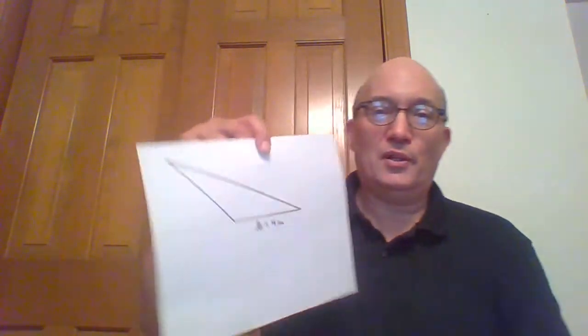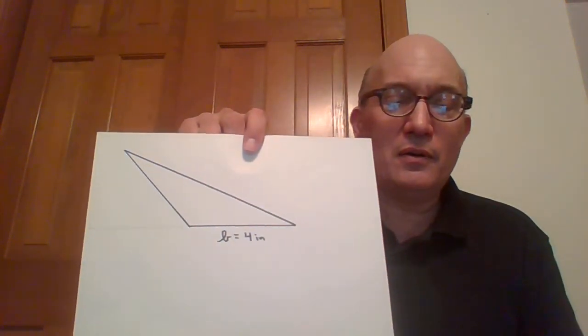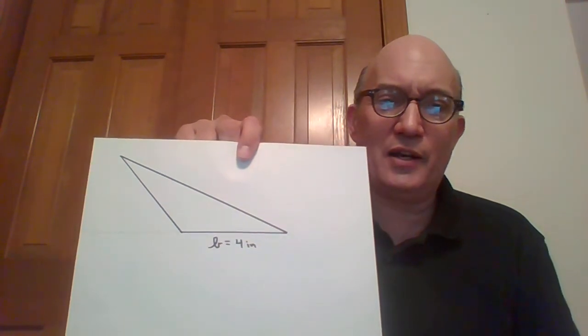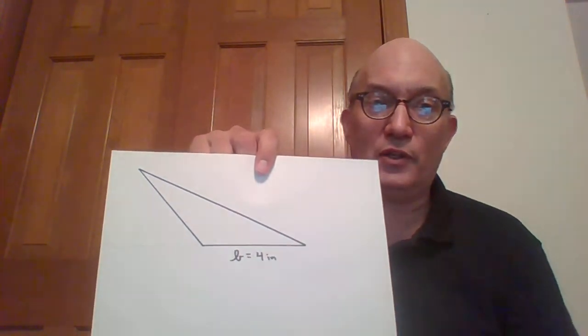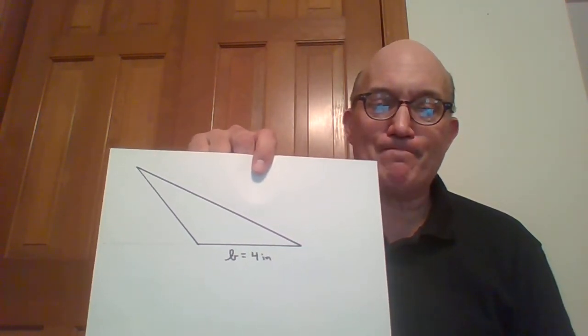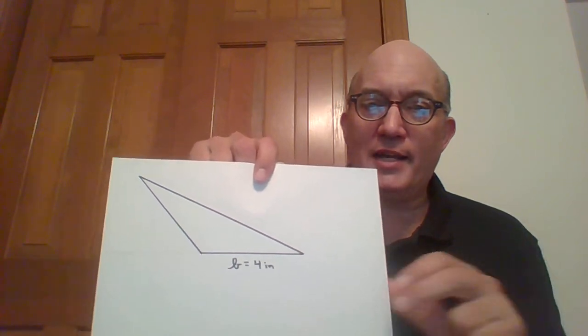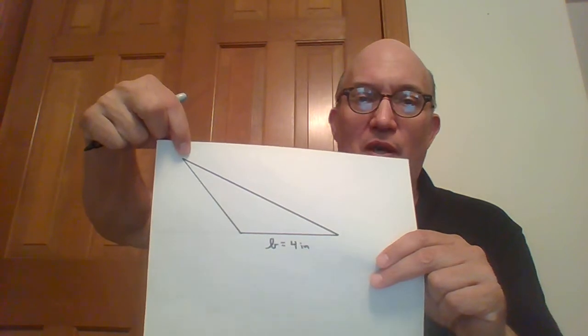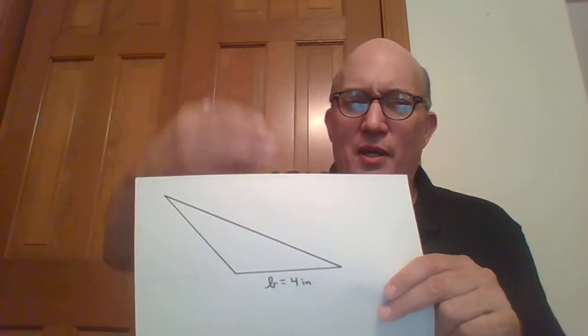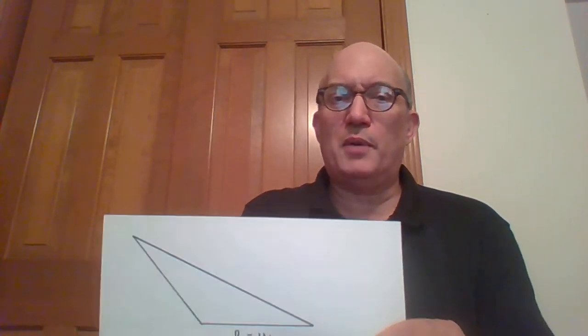Here's the third possibility, where the height has to be outside of the triangle. If we see this as the base here, 4 inches, the height has to be the distance from this base to this vertex up here. And that distance has to be the distance between a point and a line segment, or the distance between two parallel lines. That distance has to be a perpendicular line. That's the only thing that makes sense for measuring distance.